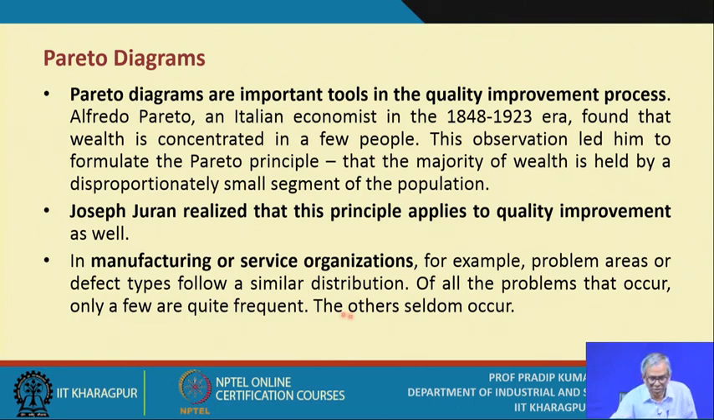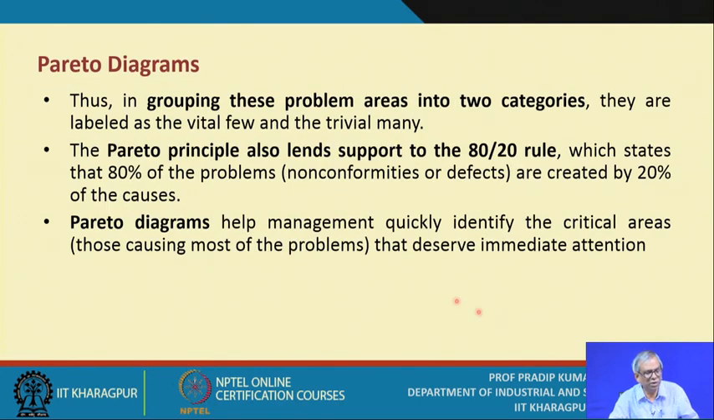So in a manufacturing or service organization, for example, problem areas or defect types follow a similar distribution. Of all the problems that occur, only a few are quite frequent, the others seldom occur. There could be many reasons for deviation, but what you will find is that in the majority of cases, the problem occurs due to only a few causes. So that we should get an idea, you have to draw the Pareto diagram.